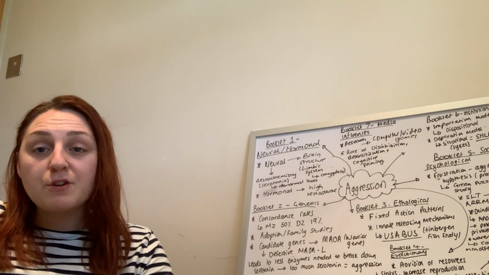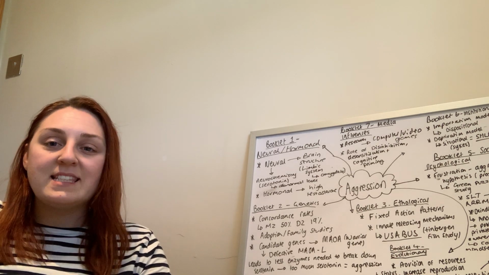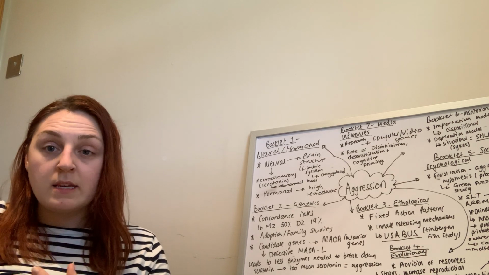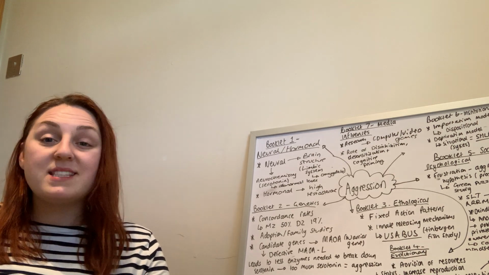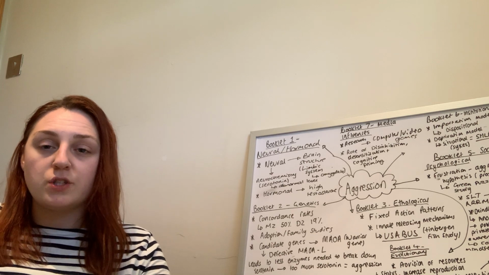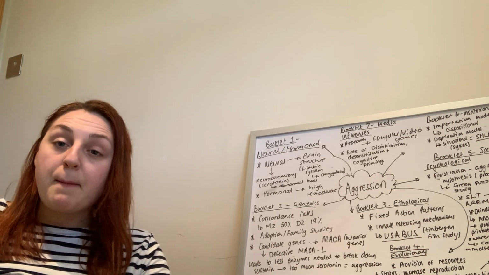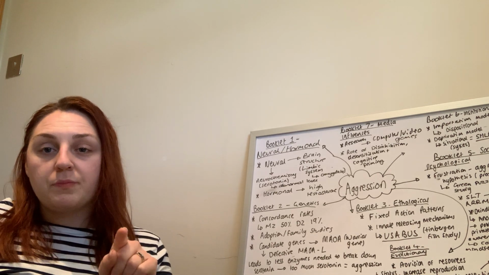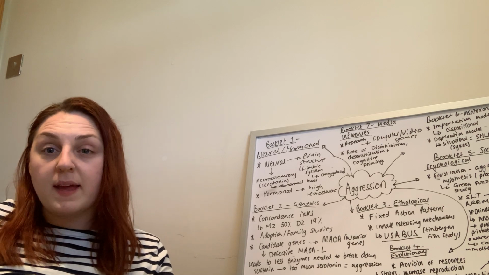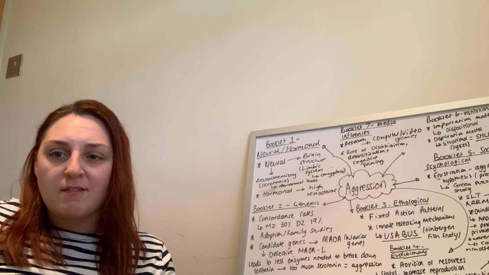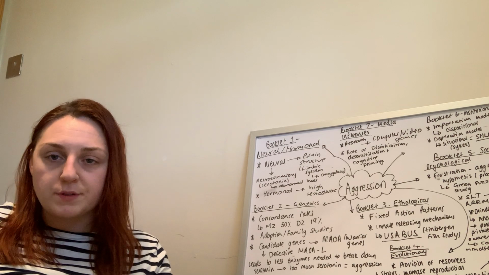So the key thing to remember with cognitive priming is that, yes, it's about modelling, but it's not about direct observation and imitation. So the key thing here is not to get muddled between cognitive priming and social learning theory. Okay, it's two separate concepts.